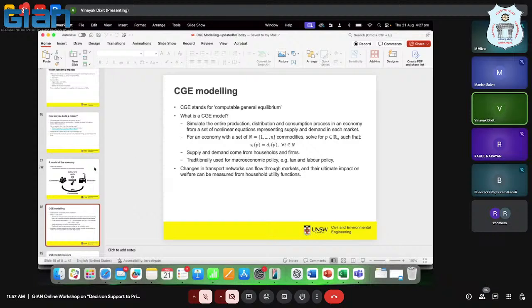And we say that the market is in equilibrium if the supply at a certain price is equal to the demand at that price. So what you're trying to do is find the prices such that the supply is equal to the demand across all the commodities and across all the households and firms.